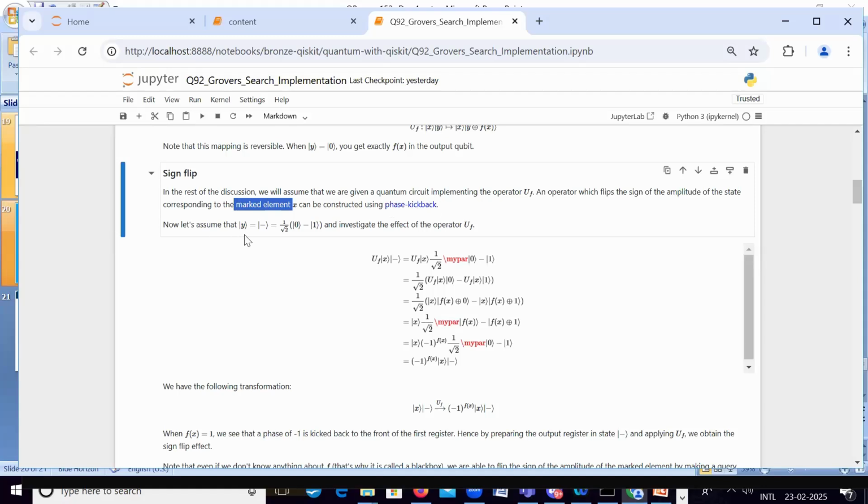Now, assume the state ket minus is equal to 1 by root 2 (ket 0 minus ket 1). We learned this in the first session. Let's investigate the effect of the operator over this state. This is definitely a one-qubit quantum state in a vector representation.